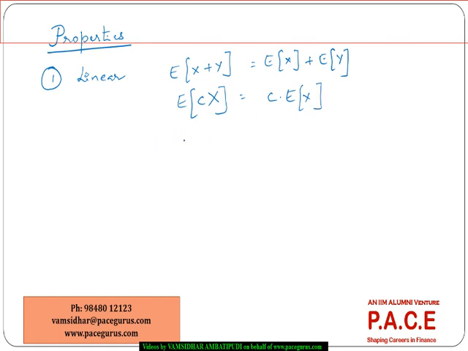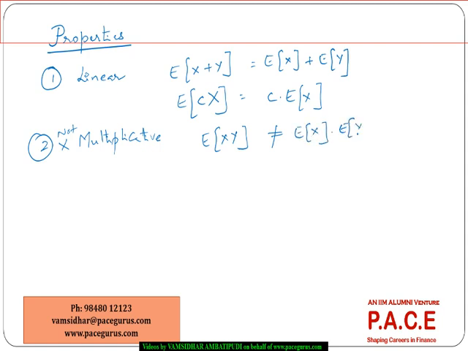And here is one more. It's not multiplicative. Additive is fine, but it is definitely not multiplicative. There are some cases where it is. We'll look at them, which means expected value of xy is not the same as expected value of x times expected value of y. Only in some specific cases we will find that, and the typical case is when x and y are independent.